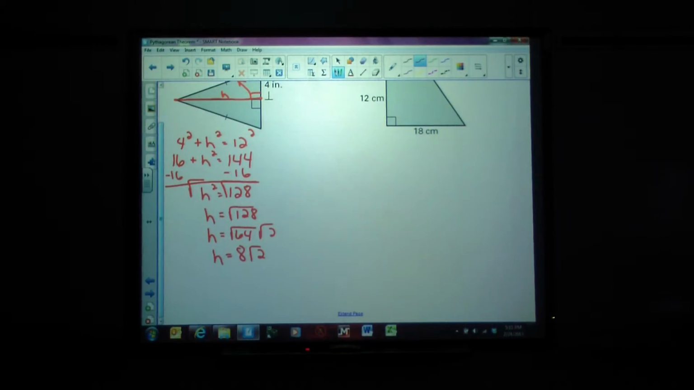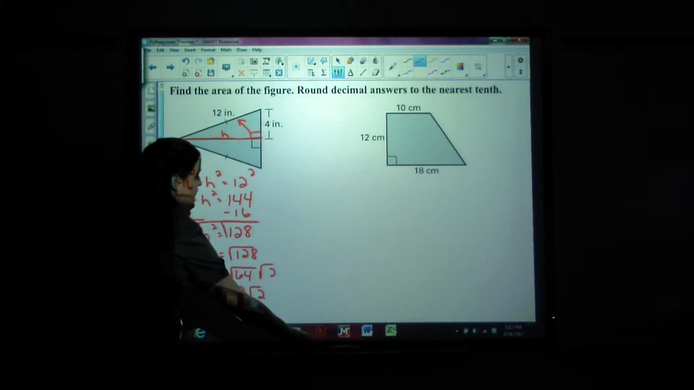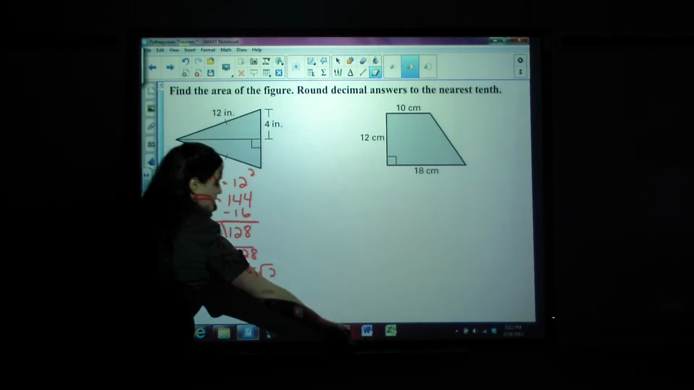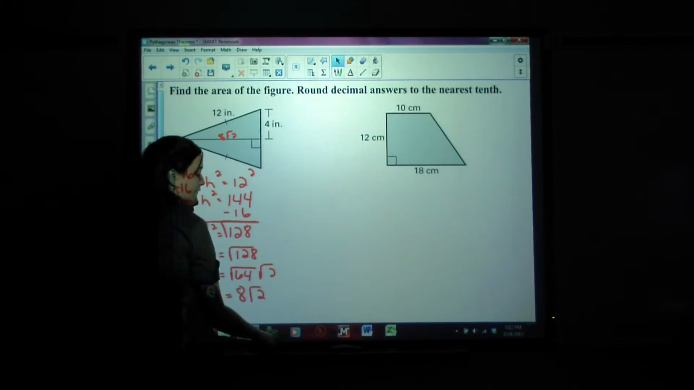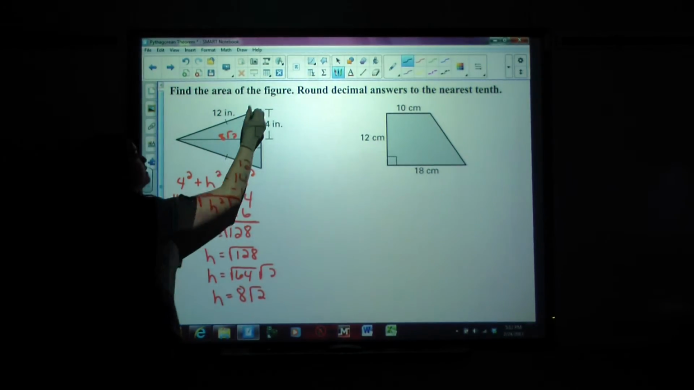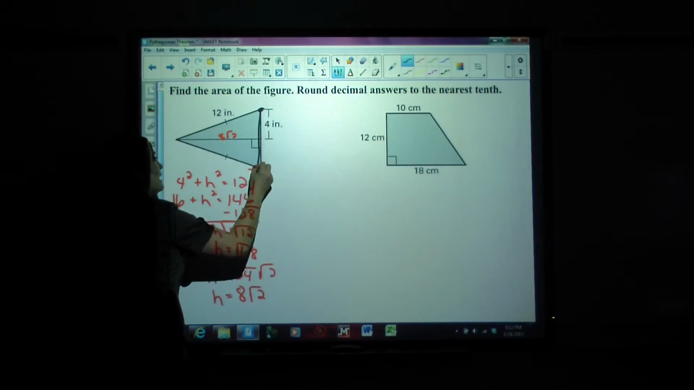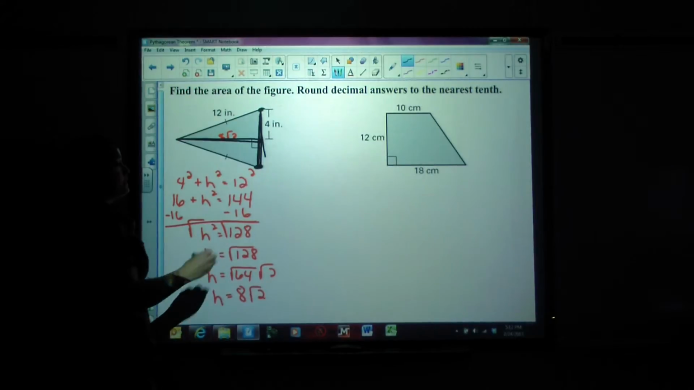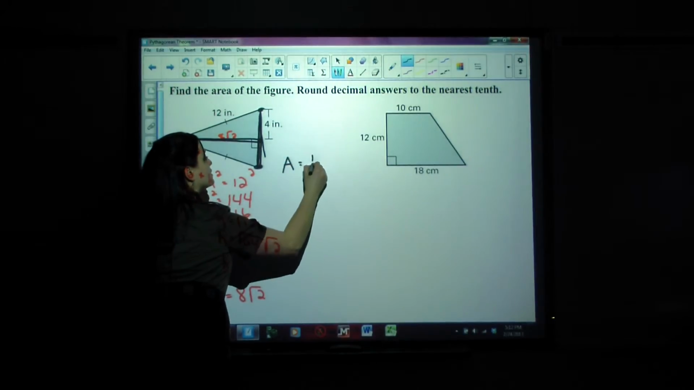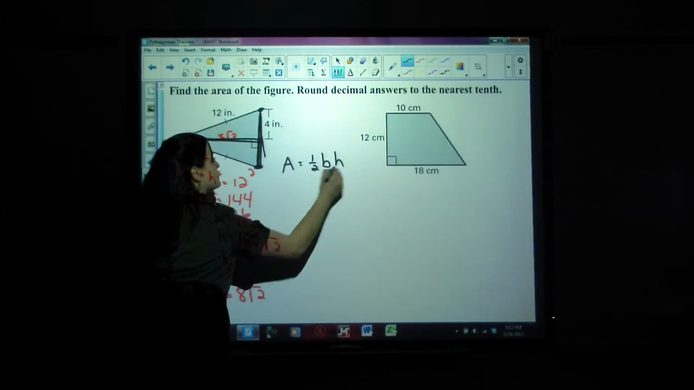Now, did that actually answer the entire question? Well, no, that is simply the height of the triangle. So what I have found is that this length is 8 root 2. Now to find the area of the entire triangle, I'm going to have to take the entire base and multiply by the entire height. So area of a triangle is 1/2 base times height.